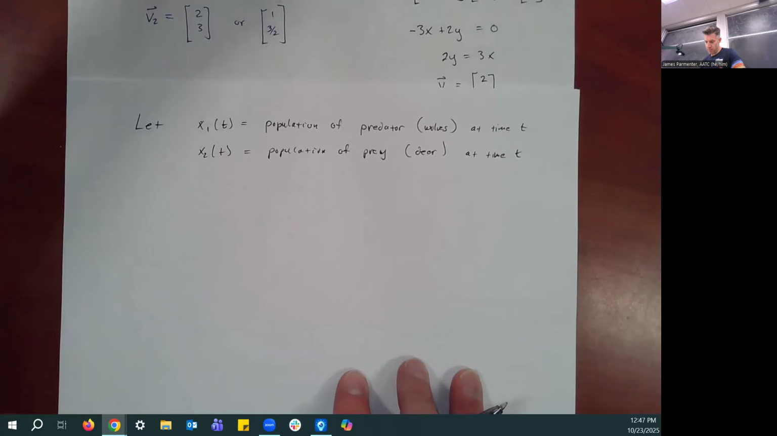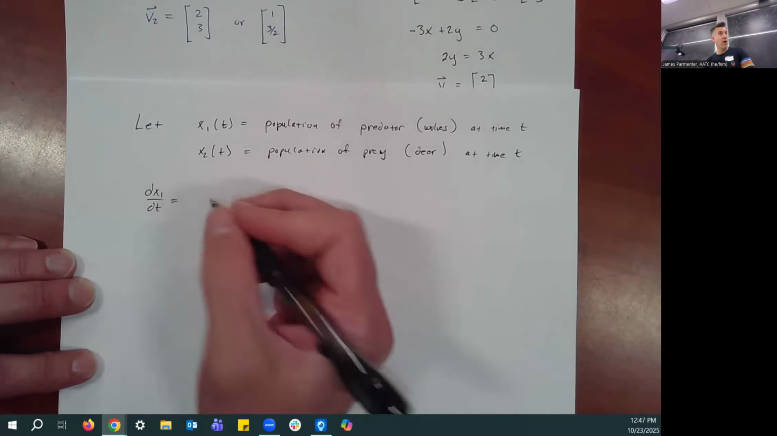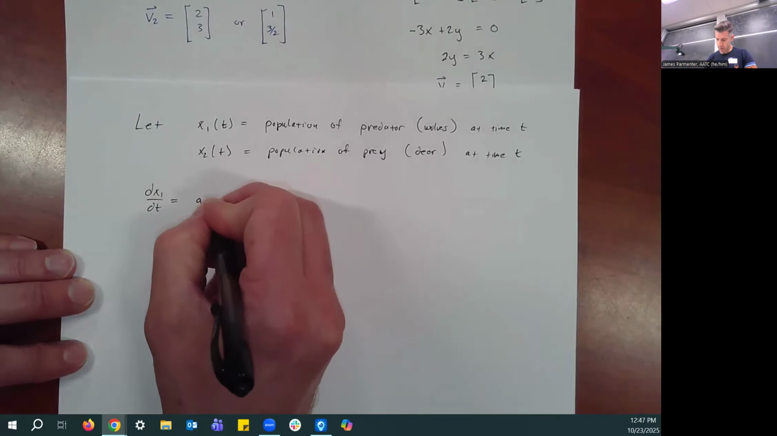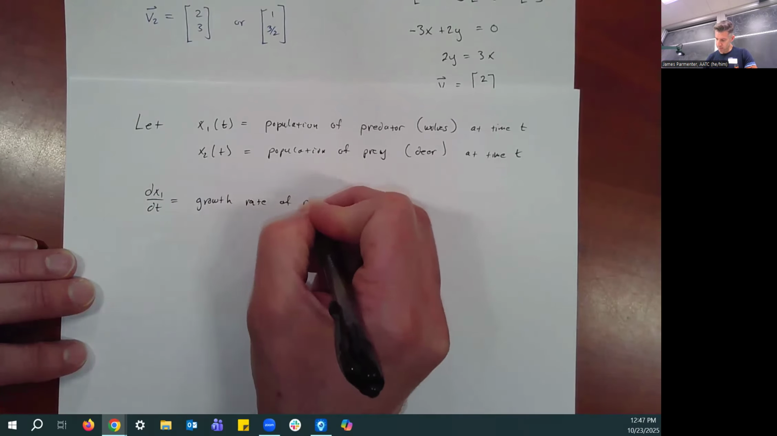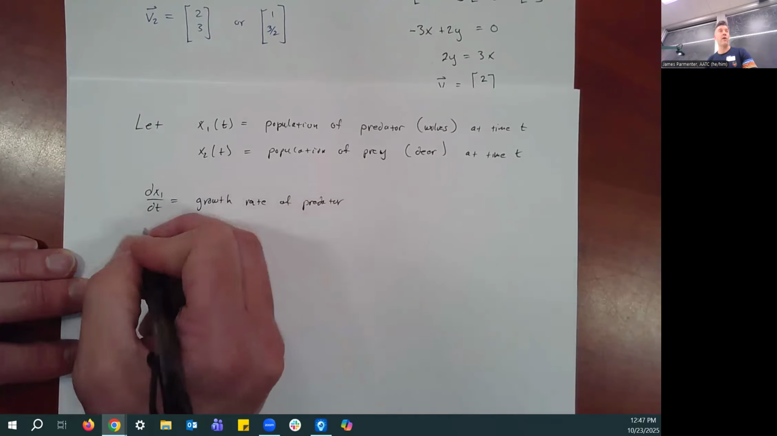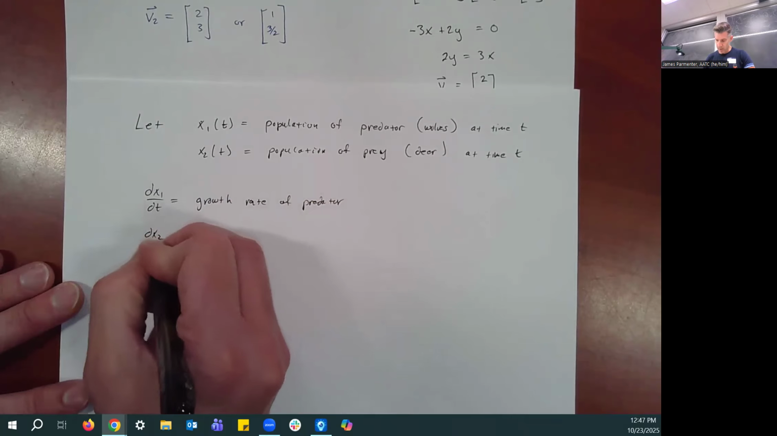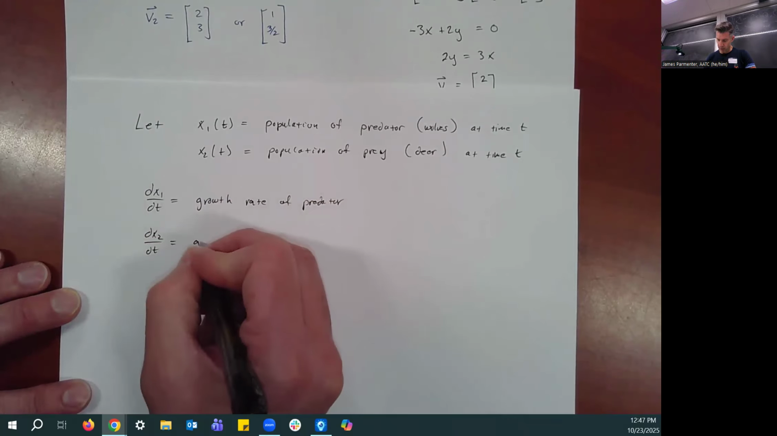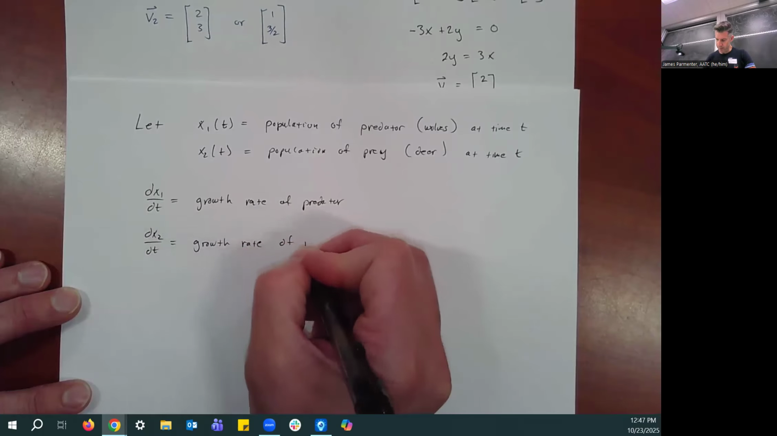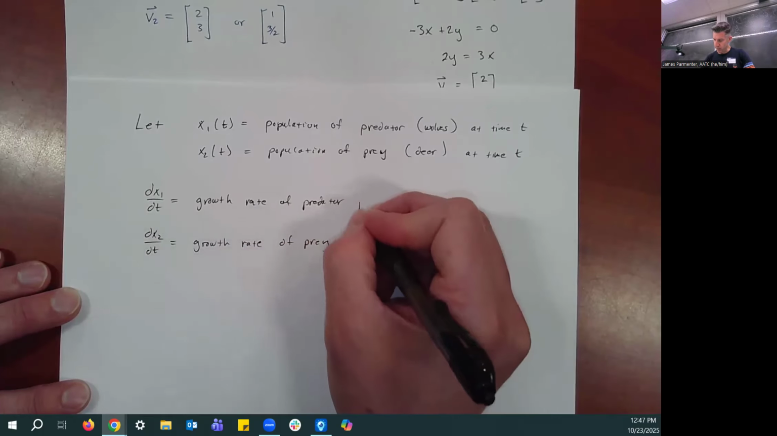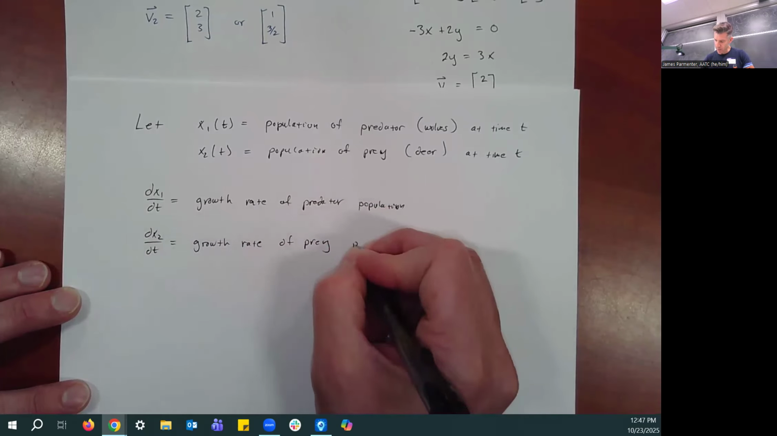So then dx1/dt is the rate of growth, or the growth rate, of our predator, and so how the population is either increasing or decreasing as time goes on. And dx2/dt is equal to the growth rate of the population of deer, of the prey. I should really say predator population, prey population.